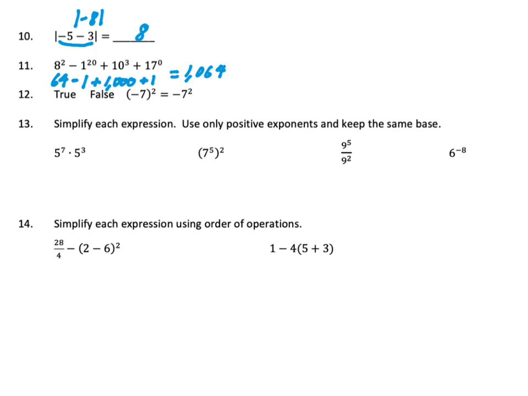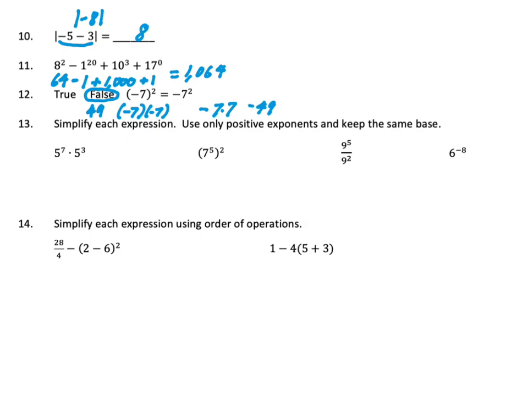True or false on number 12. What do we see? Well, negative 7 in parentheses squared means to take negative 7 times negative 7. On the right side, we're just squaring the 7. So this is going to be a negative 7 times 7. Well, the left side is going to result in 49. The right side is going to result in negative 49. So they are definitely not equal. That's false.